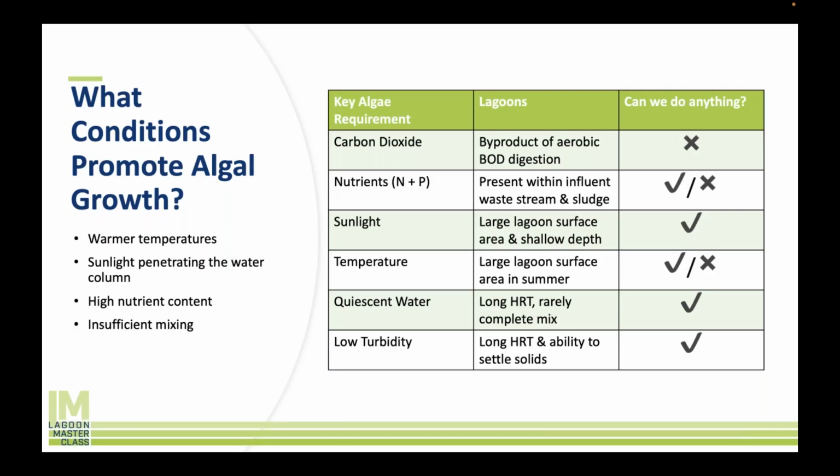And so I took all these different conditions and put them on a table, and I said, okay, can we do something about carbon dioxide? No, we can't do anything about that. We've got BOD coming in. We need to treat that BOD. We want that carbon dioxide to be produced. Can we do something about nutrients? Well, we could do a little bit about nutrients, and we'll talk about that. Sludge removal, potentially precipitating phosphorus. Can we do something about sunlight? A little bit, we definitely can, and we'll talk about that with lagoon covers. Temperature, we can do a little bit about. Quiescent water, we can do something about. Turbidity, we can do something about.